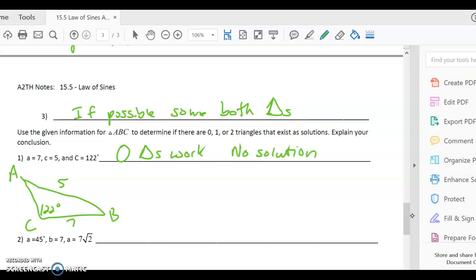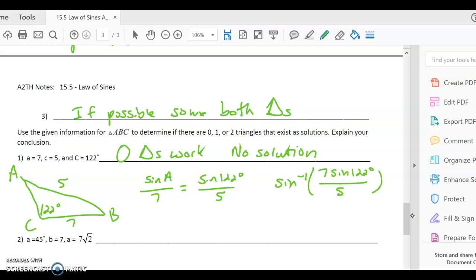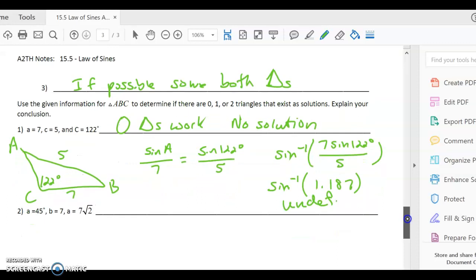Now, if you didn't recognize that and you set up the sine of A over 7 equals the sine of 122 over 5, if you solve this, you're going to get the inverse sine of 7 times sine of 122 divided by 5. Well, inside the parentheses, that's approximately 1.187. That's undefined. That doesn't work. We know that the sine value can only be between 1 and negative 1. It can't be larger than 1.